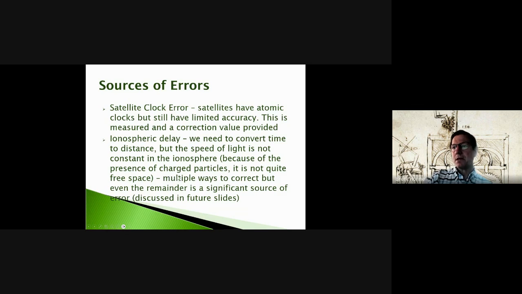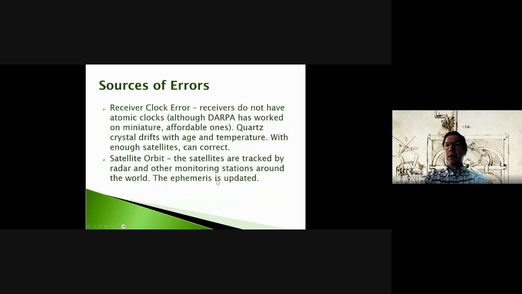And there are multiple ways of correcting for this. We can use that model that's downloaded in the almanac, or you can measure the signal at two different frequencies. If the satellites transmit at two different frequencies and you can pick those up, then you can counteract that. We'll talk about that in a minute.